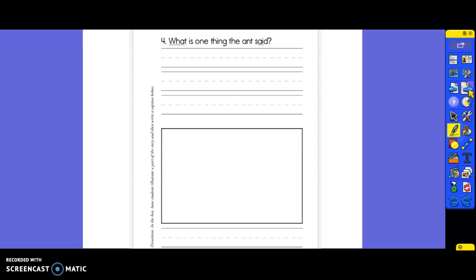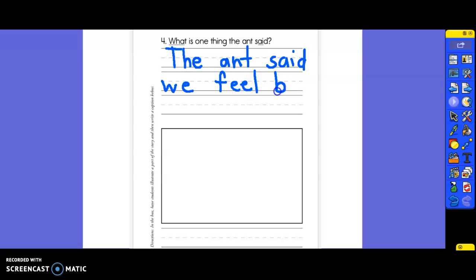Miss Nakian is going to write this sentence. I'm going to start with an uppercase letter. I'm going to use my tripod grip and do my very best 5-star writing. I'm going to write the ants said we feel bad. And I'm going to put my period because remember that's a telling sentence. We call that a statement sentence.